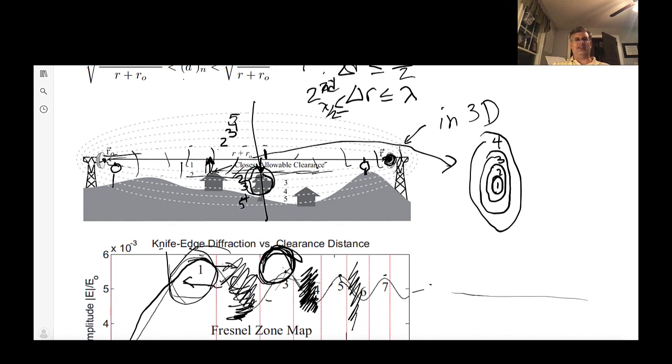So, with that, we're going to take a break from physical optics, and our next set of lectures will actually start looking at the Sommerfeld diffraction problem.